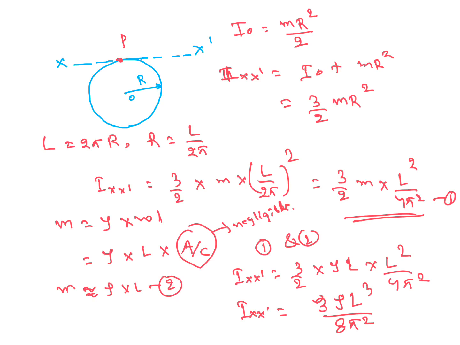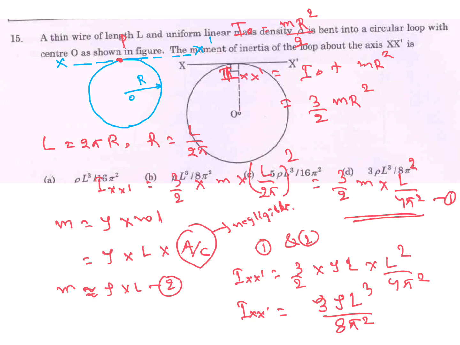From the options, 3 rho L cube by 8 pi square. D is our answer.